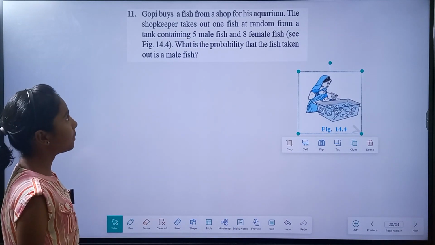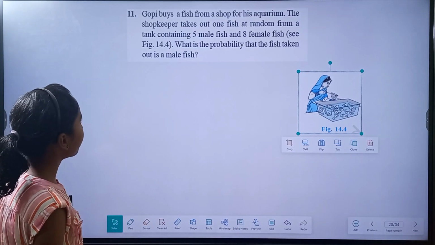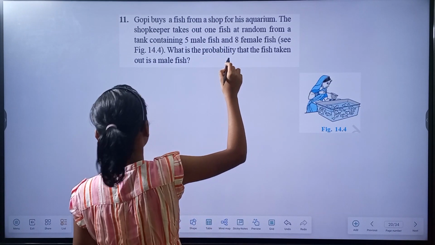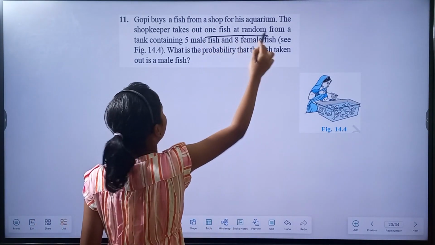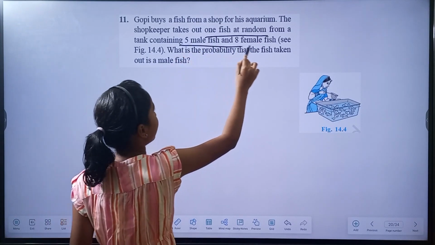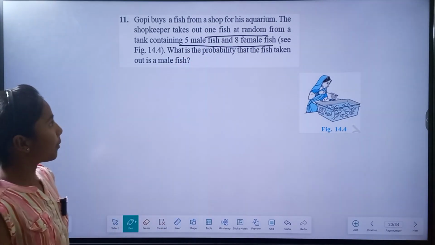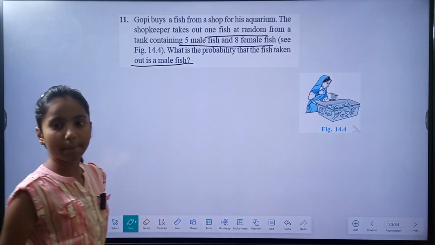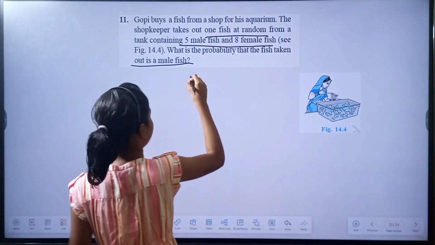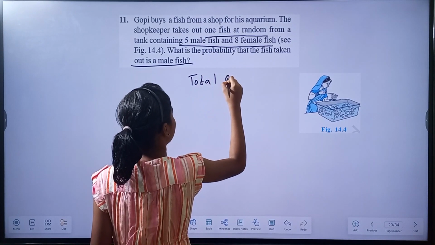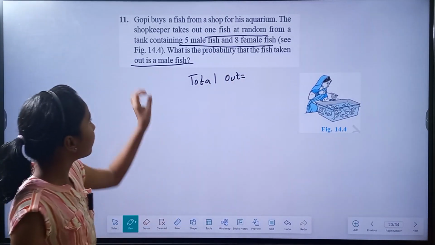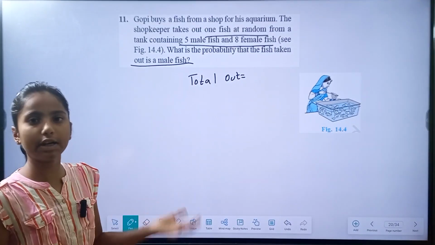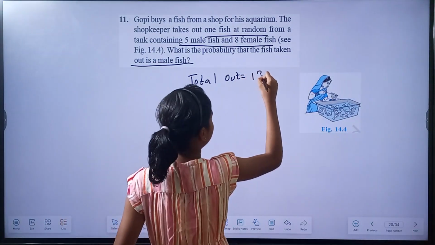G buys a fish from a shop for his aquarium. The shopkeeper takes out one fish at random from a tank containing 5 male fish and 8 female fish. What is the probability that the fish taken out is a male fish? Okay, now let us write the total outcomes first. We have 5 male fish, 8 female fish, which means total we have 13 fish, and taking out one fish at random we have 13 ways. So total outcomes 13 ways.